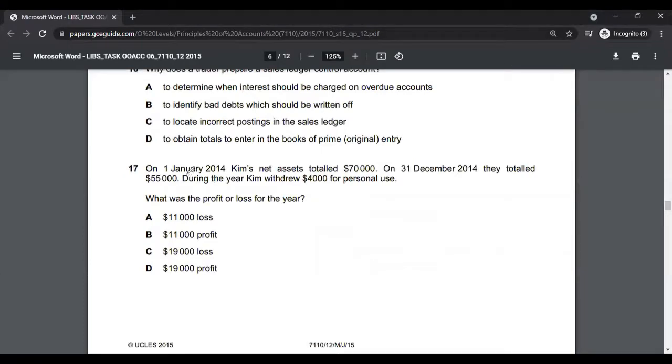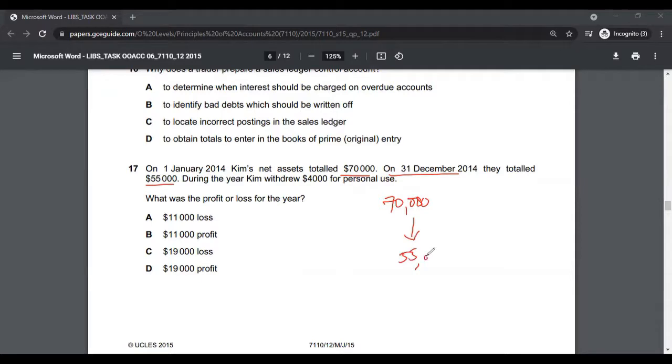Multiple choice 17. On 1st January 2014, Kim's net assets totaled 70,000. On 31st December 2014, they totaled 55,000. So it went down from 70,000 to 55,000. Therefore, this is going to be a loss situation. During the year, Kim withdrew 4,000 for personal use. What was the profit or loss for the year?